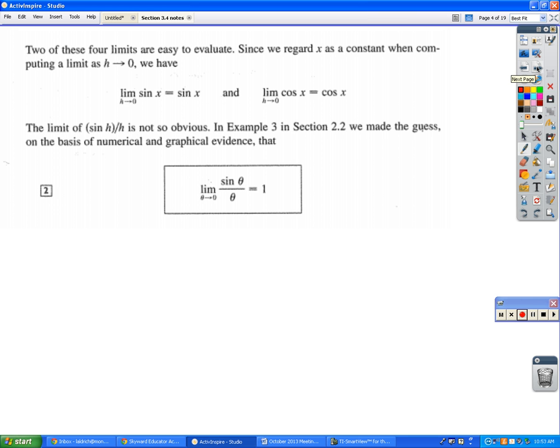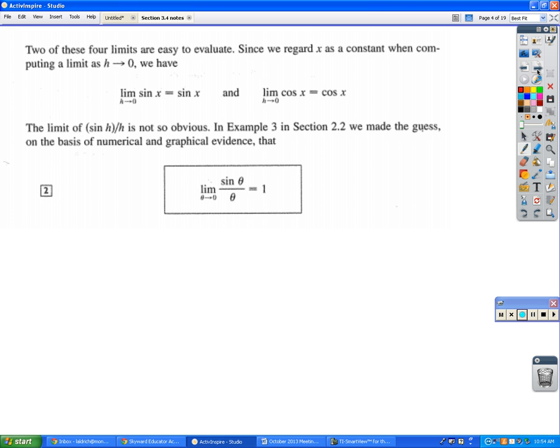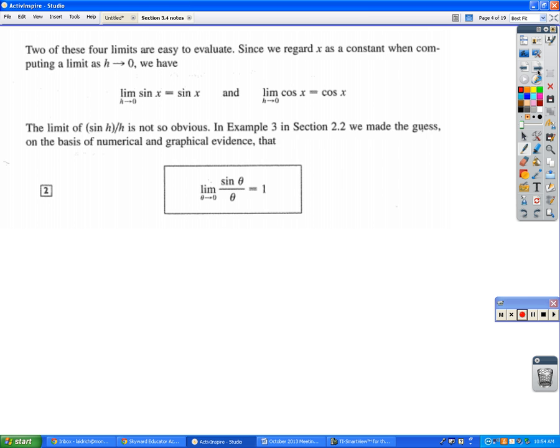Two of these four limits are easy to evaluate. I'm guessing it's just the sine over sine. What's that? Never mind. Okay, since this piece right here doesn't have an h in it at all, the limit as h approaches 0 of the sine of x is just going to be the sine of x, okay? So that's what they've got going right here. And same thing with this piece right here, since it does not have an h in there either. If you plug in 0 for h, there's no h to plug 0 in for, right? So this just stays as cosine of x, okay?